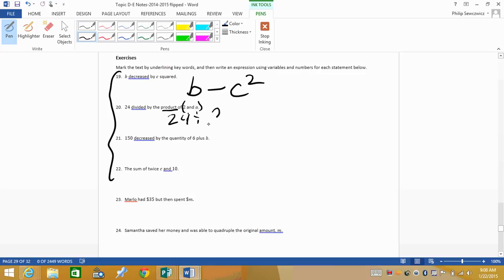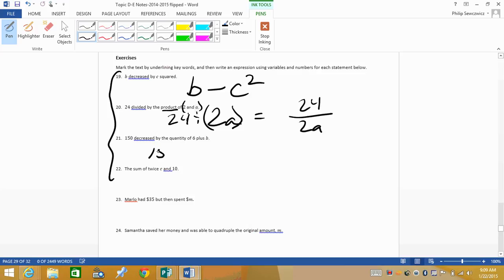24 divided by 2A. So we do need parentheses, but we're not going to want to write it out like that. We want it as a fraction, so 24 divided by 2A. Remember, that does build the parentheses into it, which is another reason why we like to use a fraction bar.